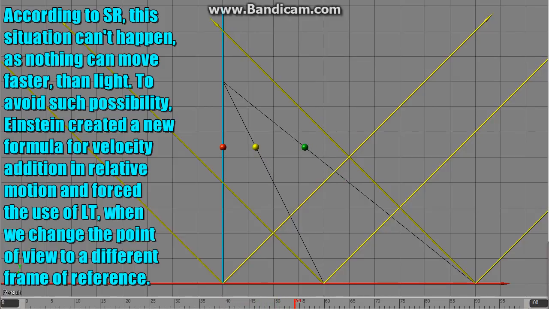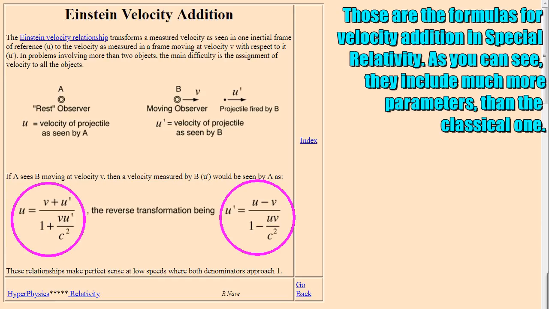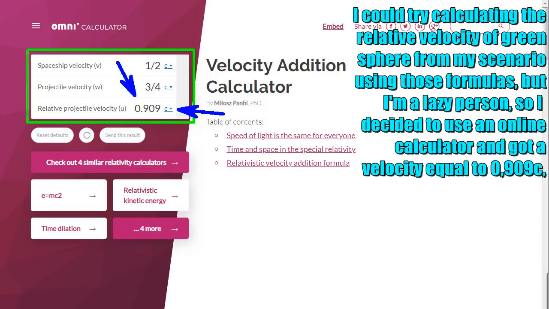To avoid such possibility, Einstein created a new formula for velocity addition in relative motion and forced the use of Lorentz transformation when we change the point of view to a different frame of reference. Those are the formulas for velocity addition in special relativity. As you can see, they include many more parameters than the classical one. I could try calculating the relative velocity of the green sphere from my scenario using those formulas, but I'm a lazy person, so I decided to use an online calculator and got a velocity equal to 0.909 c.